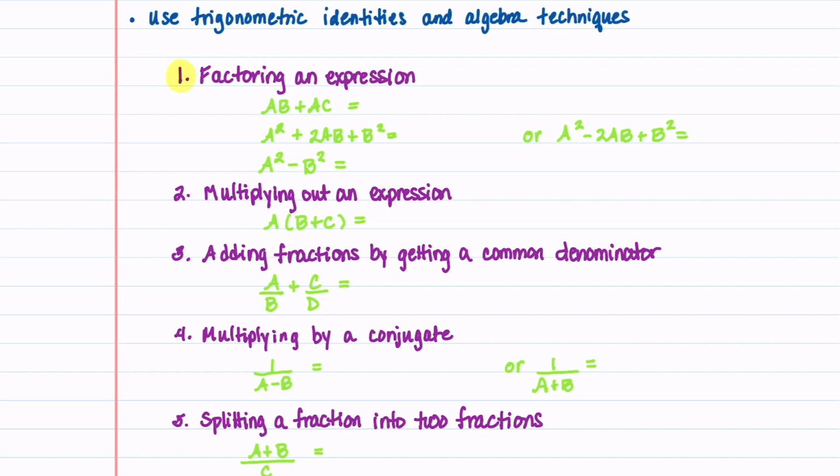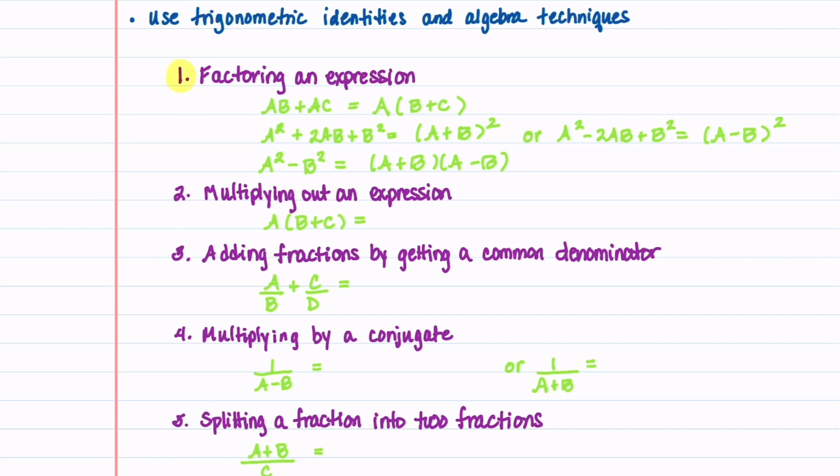We can write AB plus AC as A times B plus C and factor out the A. A squared plus 2AB plus B squared can be written as the quantity A plus B squared, or A squared minus 2AB plus B squared can be written as A minus B quantity squared. Lastly, A squared minus B squared can be written as A plus B times A minus B.